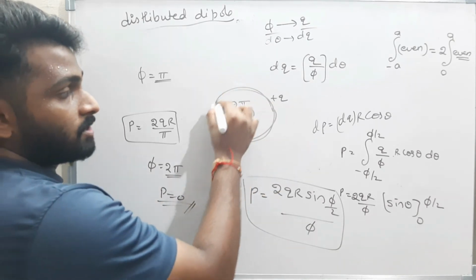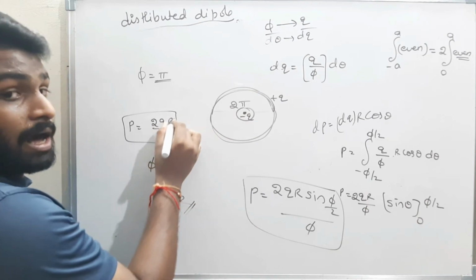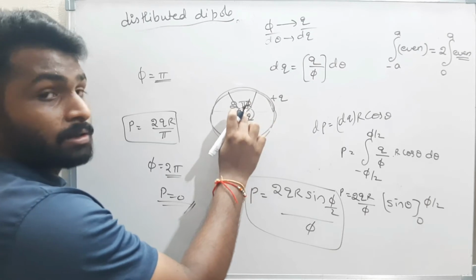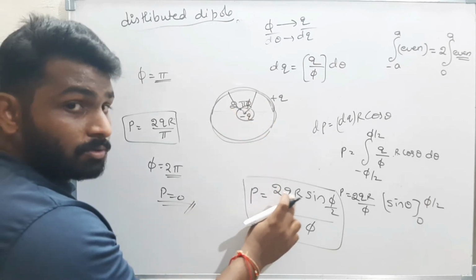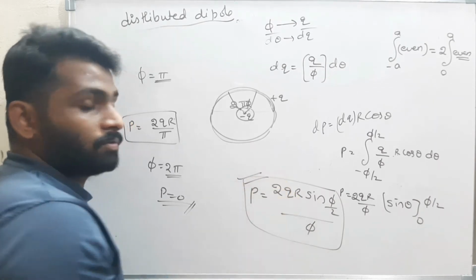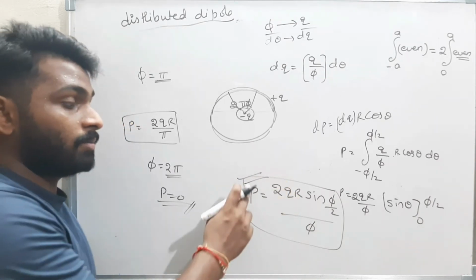And if it is a semicircle, the dipole moment is 2qr by pi. Or if it is making some angle phi, then the dipole moment is 2qr sin phi by 2 divided by phi. This is the dipole moment, very important. Remember the formula. Please remember the formula.